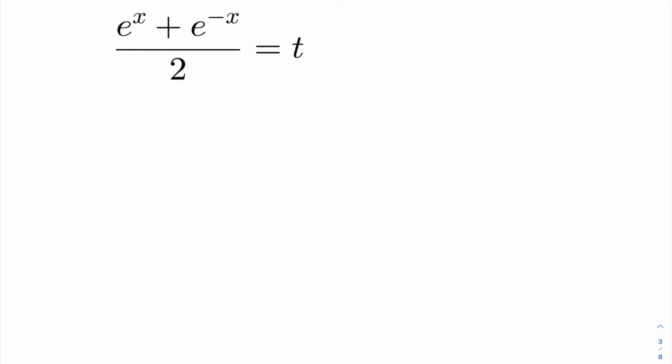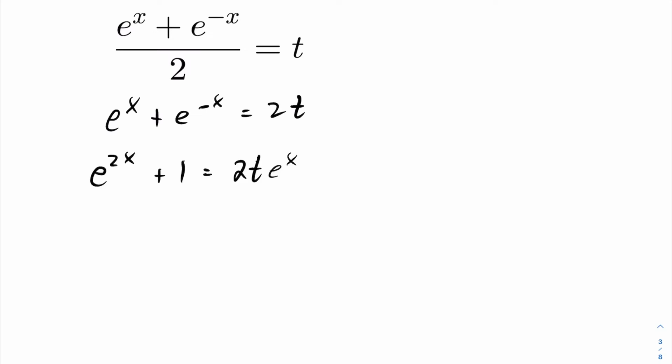First thing I'm going to do is multiply across by 2, and we get the following. Now I'm going to go ahead and multiply across by e to the x. Doing so, you'll notice e to the x times e to the x is e to the 2x.